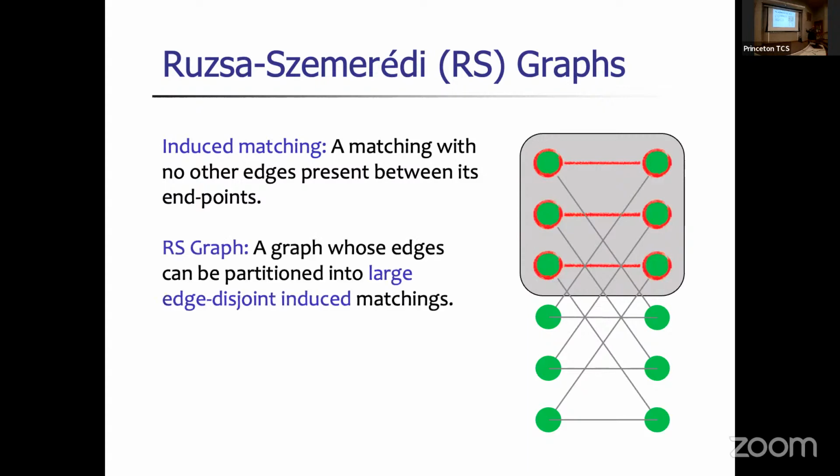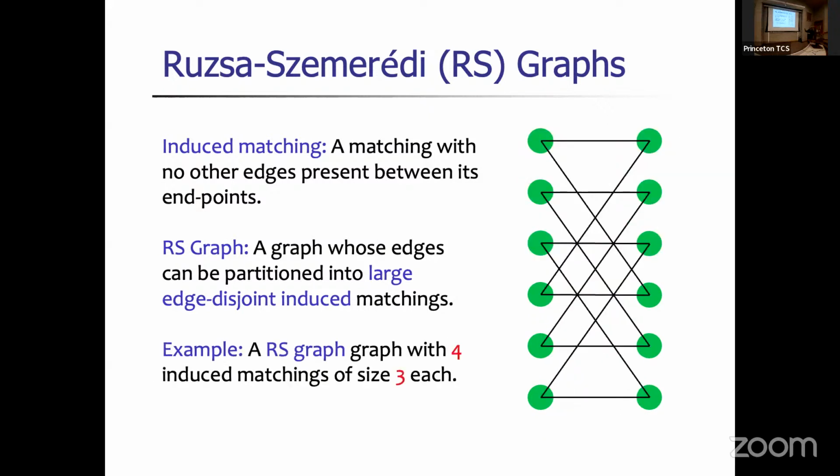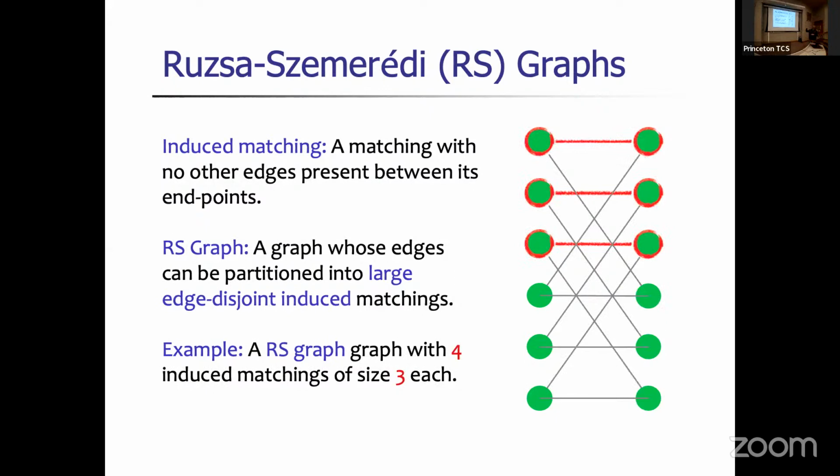And basically, RS graphs are graphs whose edges can be partitioned into large, edge-disjoint induced matchings. Large is important here because the edges of any graph can be partitioned into edge-disjoint induced matchings if you consider matchings of size 1. So for large, just think Omega(n). Okay, that large. So here is an RS graph which has 4 induced matchings of size 3 each. So here is the first matching, another one, and another one.